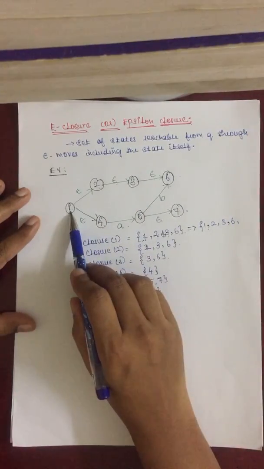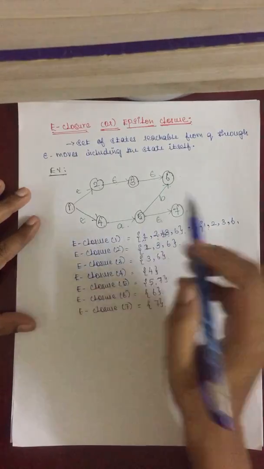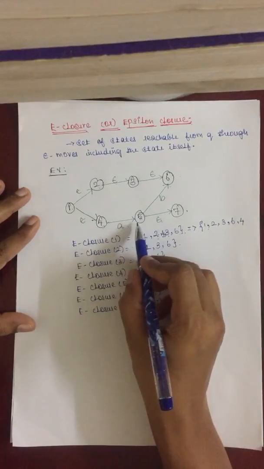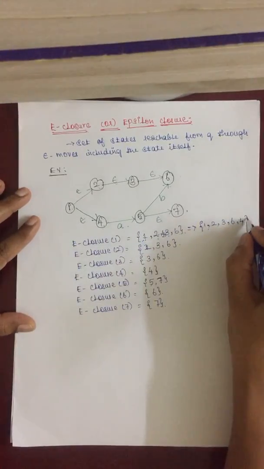Then from 1 another epsilon move is also possible, that is to 4. From 4 there are no epsilon moves possible, so we can stop here.